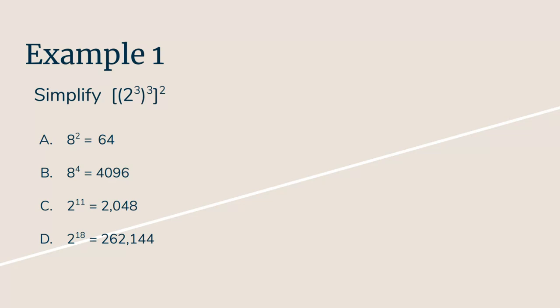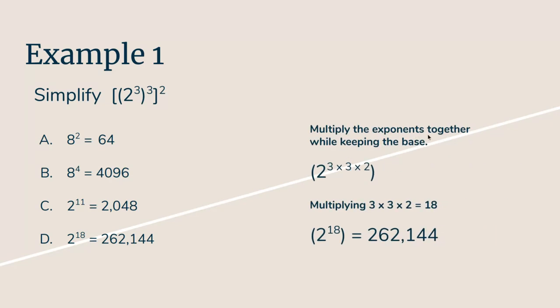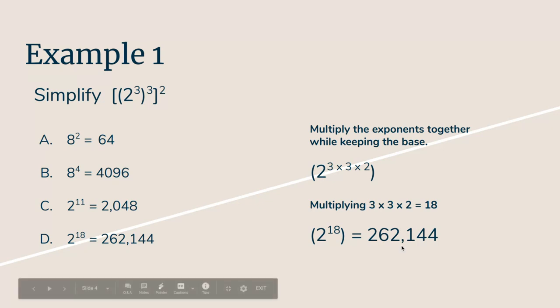So the answer you should have guessed correctly was D, and this is why. We have to multiply the exponents together while keeping the base. So we're going to have 2 to the 3 times 3 times 2, because all these exponents right here are technically being multiplied. So by multiplying these numbers, 3 times 3 is 9, times 2 becomes 18. Keeping my base, I have 2 to the 18th, which does not mean 2 times 18. It means 2 times itself 18 times, which gets me 262,144.